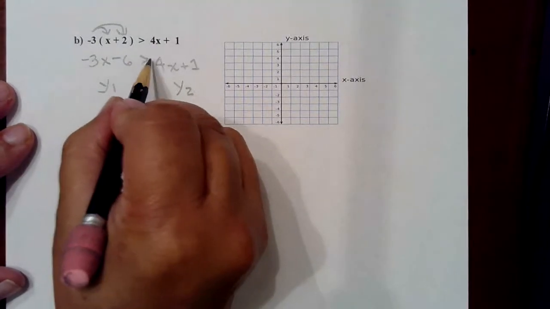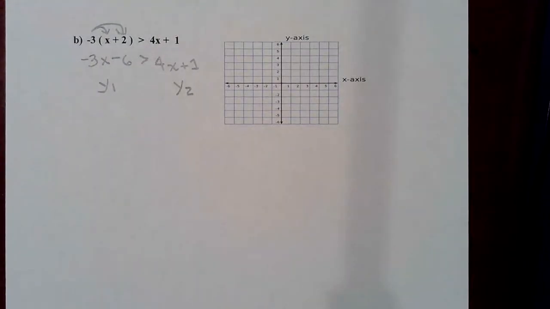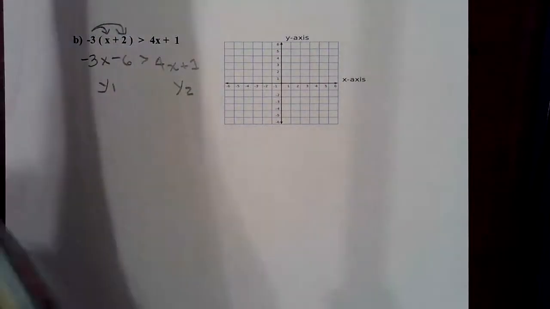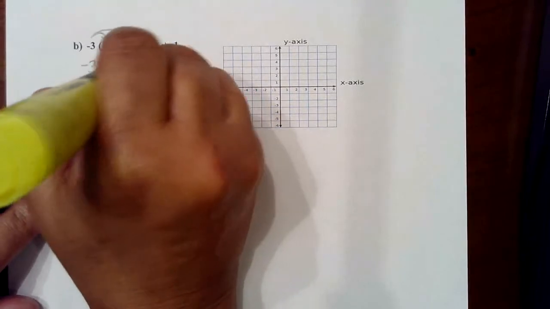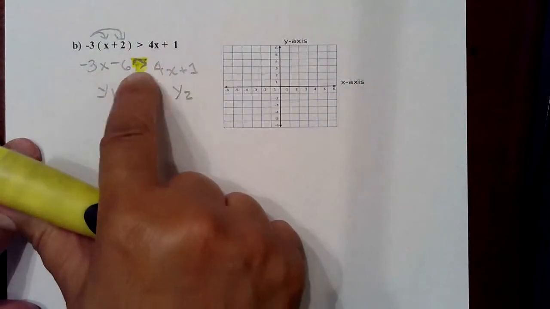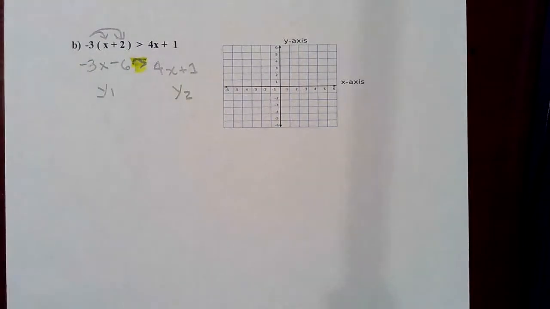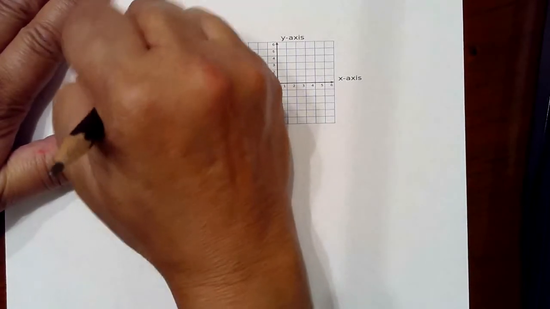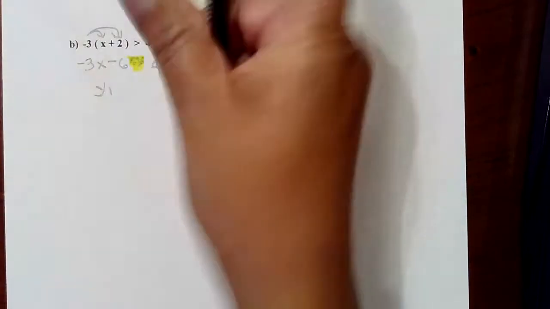This time we have a greater than symbol. And when you have a greater than symbol, what you're looking for is where is this graph above this graph? That's what it means to have. Let me just fix this up a little bit.